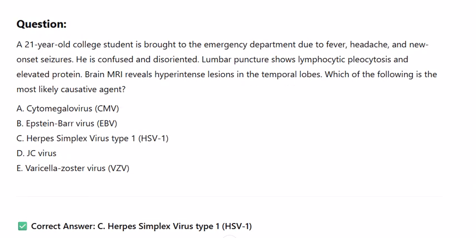Question. A 21-year-old college student is brought to the emergency department due to fever, headache, and new-onset seizures. He is confused and disoriented. Lumbar puncture shows lymphocytic pleocytosis and elevated protein. Brain MRI reveals hyperintense lesions in the temporal lobes. Which of the following is the most likely causative agent?